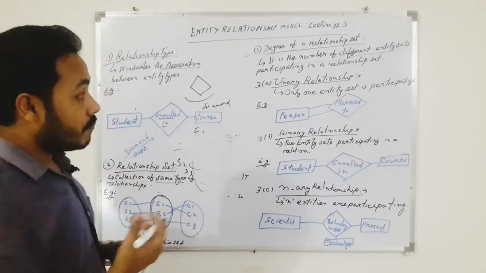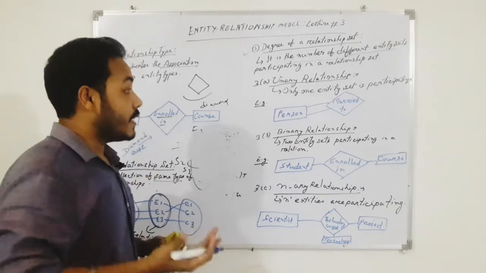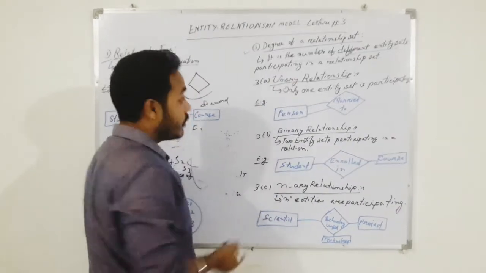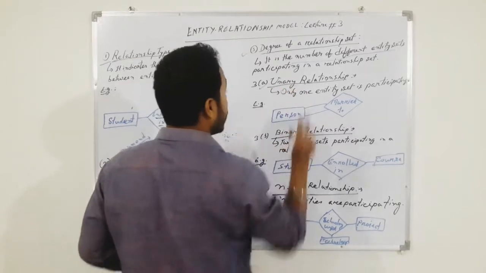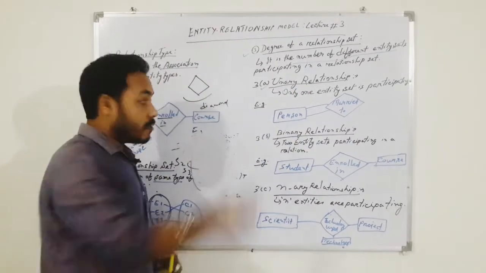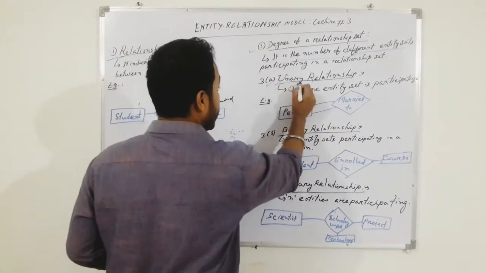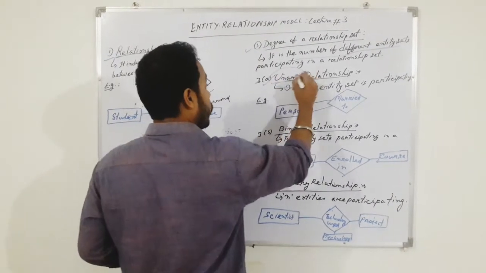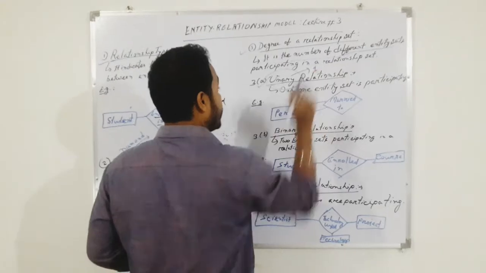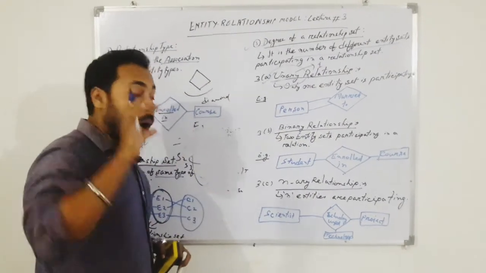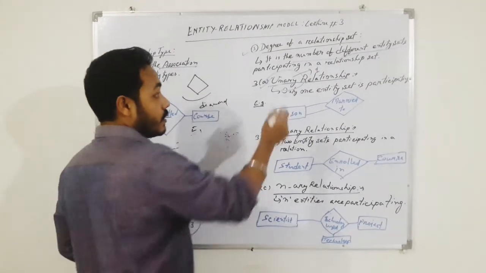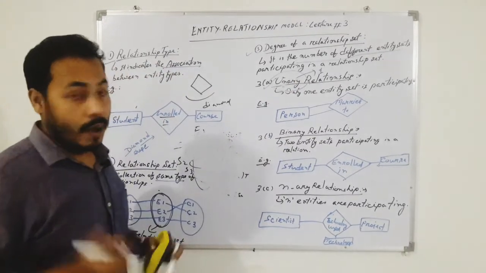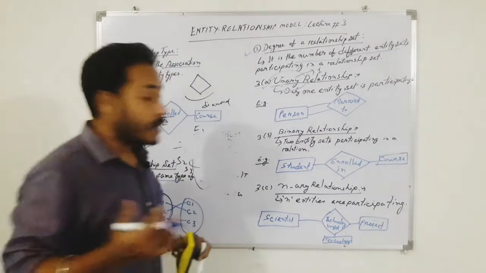So based on the number of entity sets, we may have different types of relationships. The first one is unary relationship. From the term, it is very clear what unary means. Unary means one. So if one entity set is participating in that relation, then that will be our unary relationship. Well, from the example, it will be very clear to you.